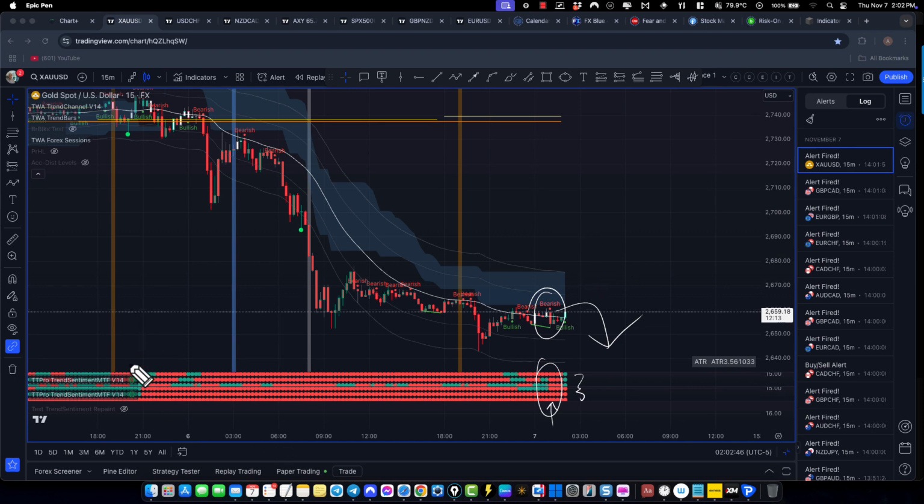If it is firing after you see a cluster of green and then it turns red, I'm actually going to let that one go. I have particular rules of engagement with this, guys.